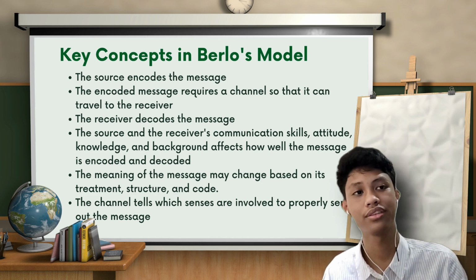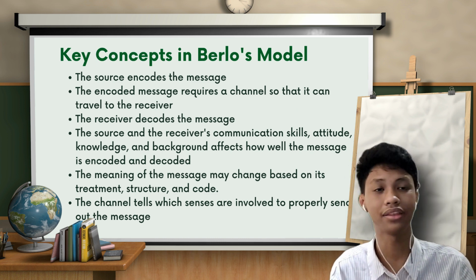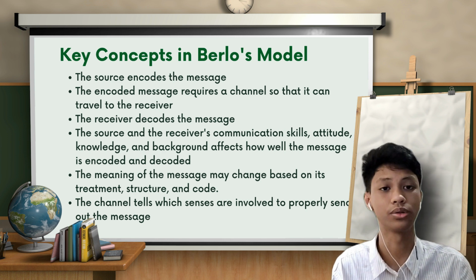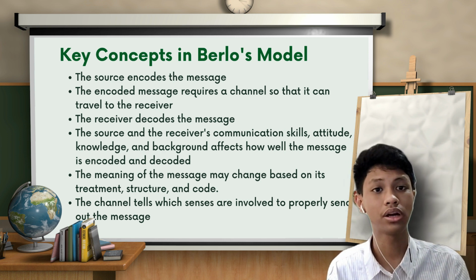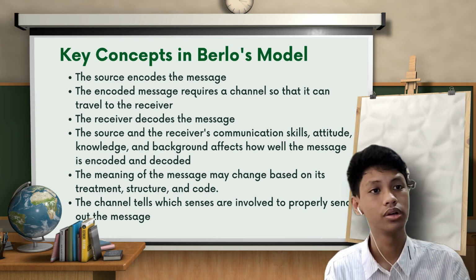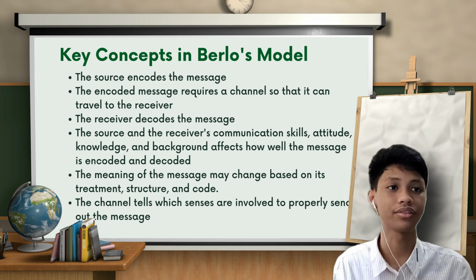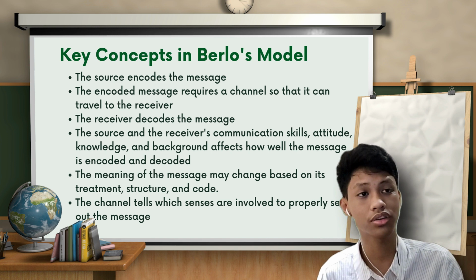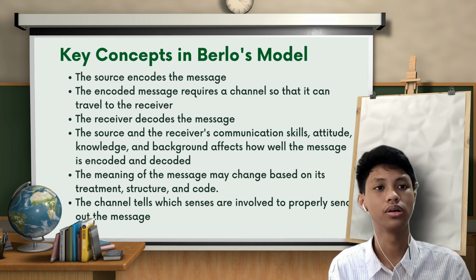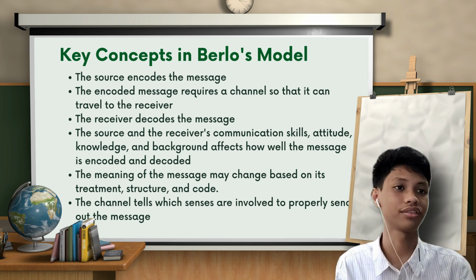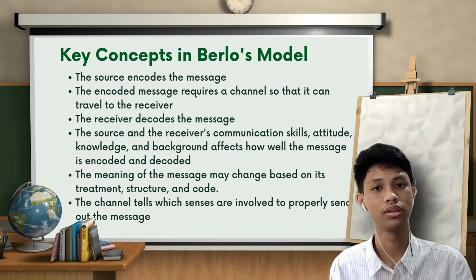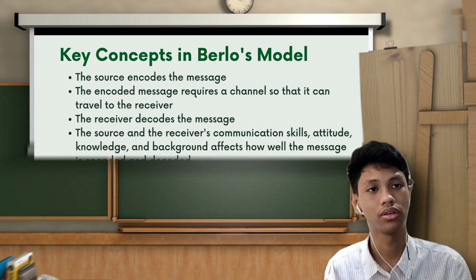The source and the receiver's communication skills, attitude, knowledge, and background affect how well the message is encoded and decoded. We can see here how the sub-elements are connected with their main element. So the meaning of the message may change based on its treatment, structure, code, and element. So the channel tells which senses are involved to properly send and receive the information.